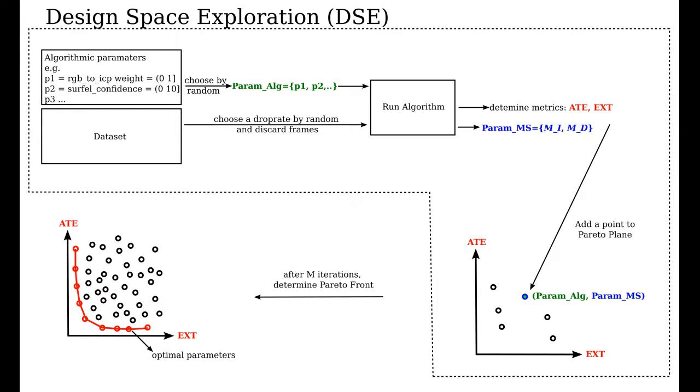To generate one point on the Pareto plane, we first generate a random sample of the algorithmic space parameters. We then specify a frame drop rate, and by running the algorithm with these parameters on the corresponding image sequence, the metrics are calculated, together with the corresponding MS parameters. This process continues, each time adding a Pareto point, until we have the Pareto front determined. The Pareto front is later used to specify design space parameters based on the trade-off between different performance metrics.